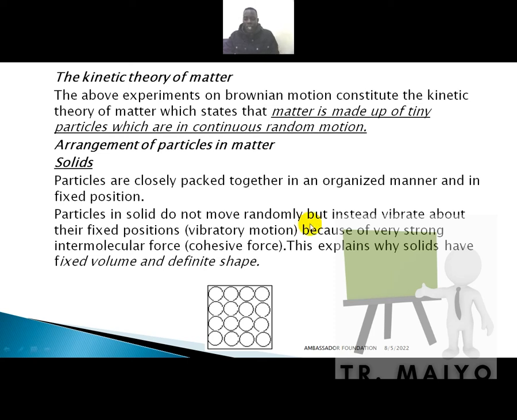Solids, I've given you the diagram here. So look at how they are. The particles, the ones you see in circular form, they are the particles. You are also allowed to call them molecules. Particles are closely packed in an organized manner and in a fixed position, as you can see. Particles in solids do not move randomly, but instead vibrate about the fixed positions. That is known as vibratory motion, because of the very strong molecular force of attraction, the cohesive force. This explains why solids have fixed volume and definite shape.